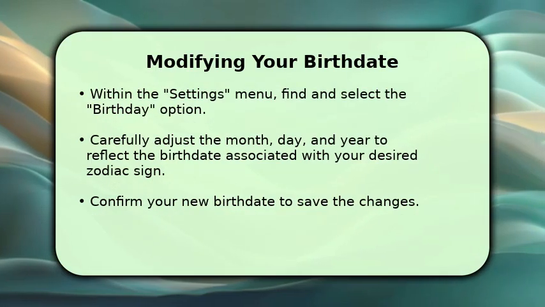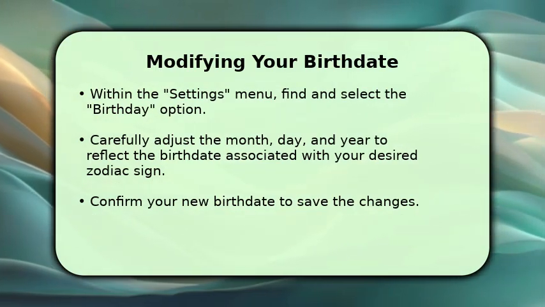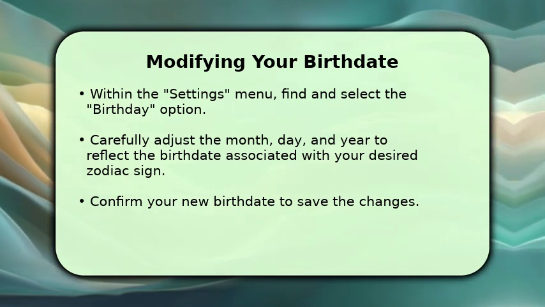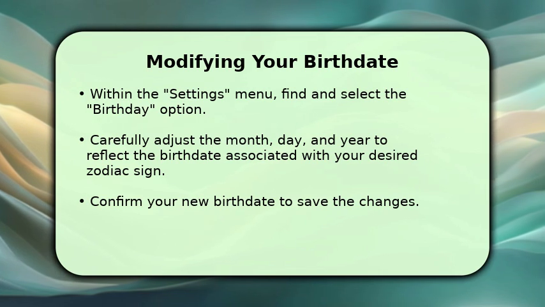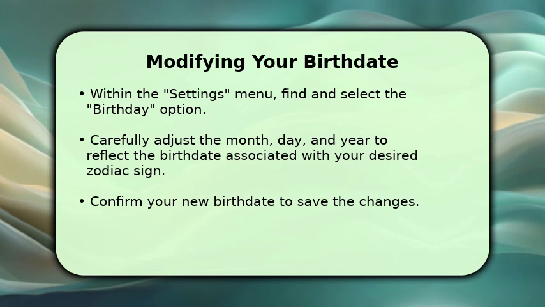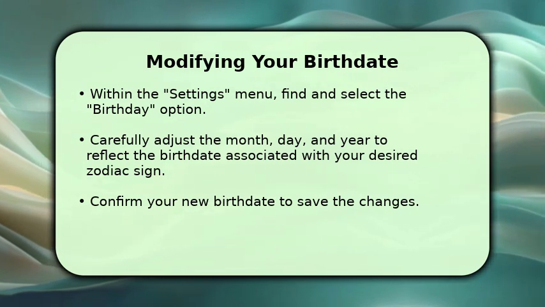Now that you're in the Settings menu, scroll down until you see the birthday option. Tap on this to access your current birth date information. Here, you can carefully adjust the month, day, and year to match the birth date that corresponds with the zodiac sign you wish to display.